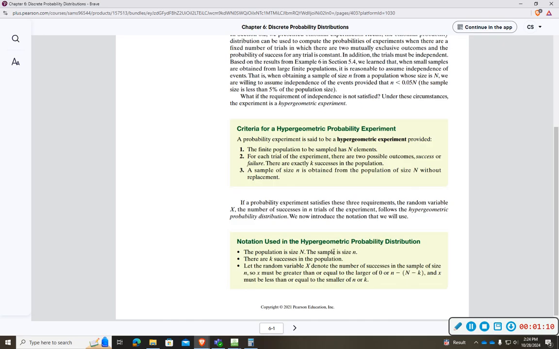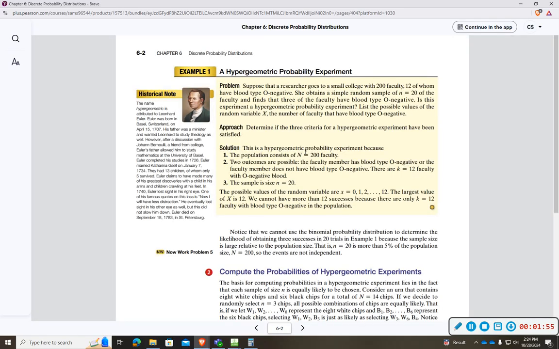And then these are the notations that are going to be used. The population size is the capital N, the sample size is the lowercase n. There are K successes in the population, and the random variable X is going to denote the number of successes in the sample of size n, and X must be greater than or equal to the larger of 0 or n minus the quantity N minus K, and X must be less than or equal to the smaller of n or K. It's hard to read, but you'll get to see what it means when we start solving problems.